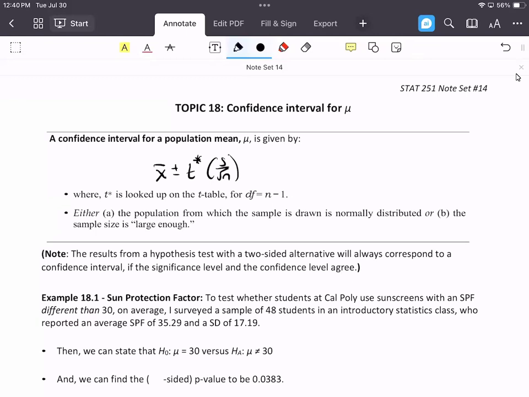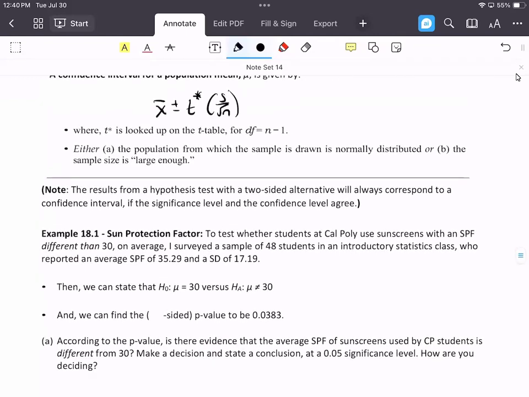And we want the population from which the sample is drawn to be normally distributed, or the sample size to be large enough, and of course that 10% rule. But what we're focusing on here is n greater than 40. As before with proportions, the results from a hypothesis test with a two-sided alternative will always correspond to a confidence interval if the significance level and the confidence level agree. So, for instance, if we decide to reject the null for a 5% significance level, we would not see the value of that parameter in the 95% confidence interval.